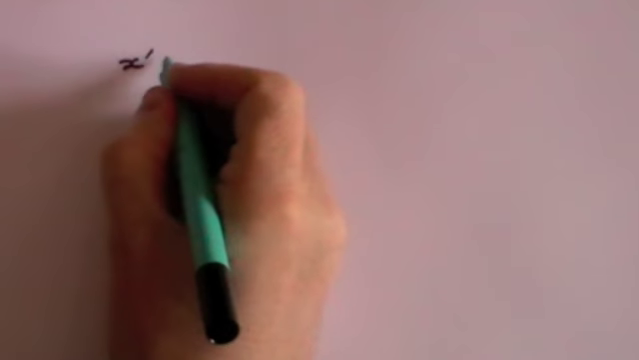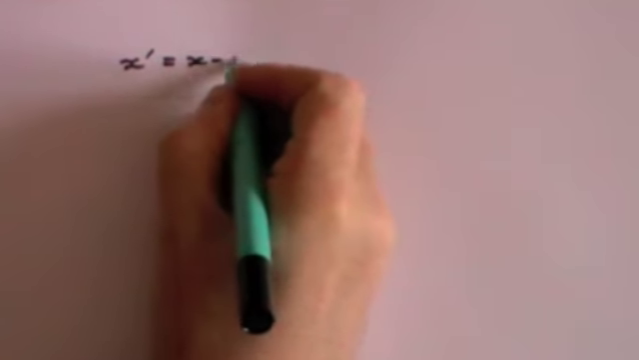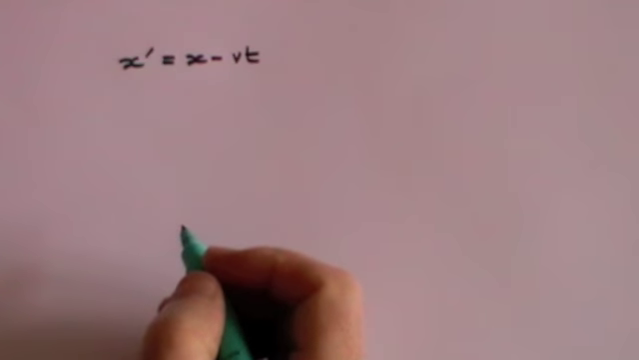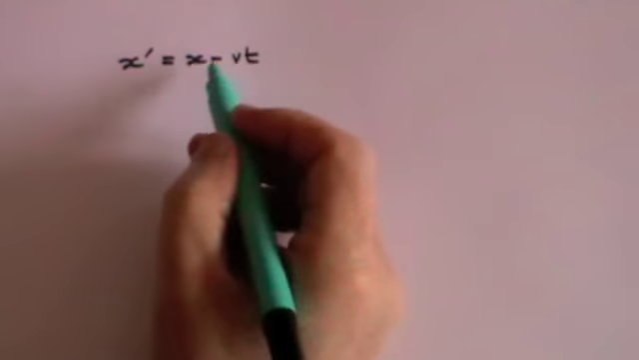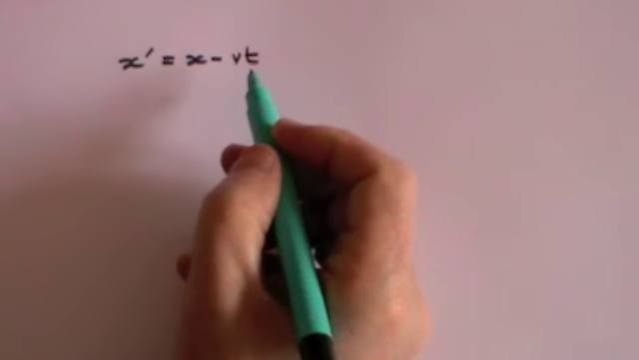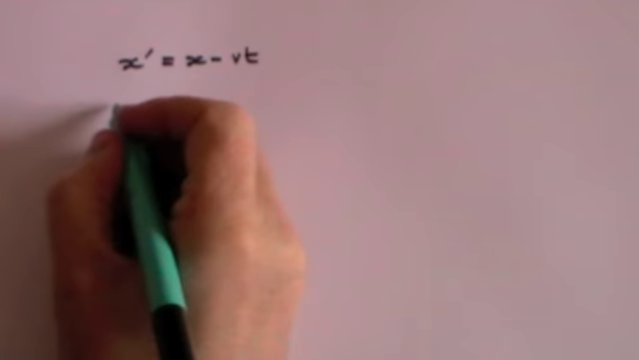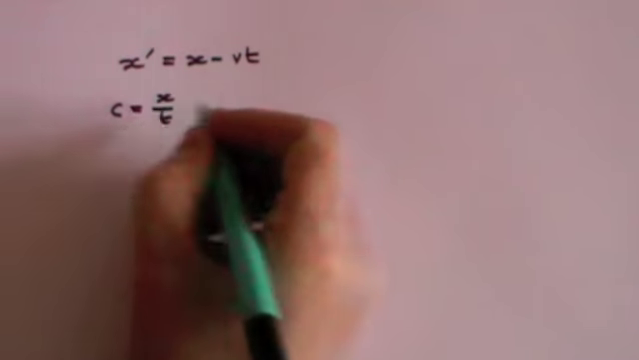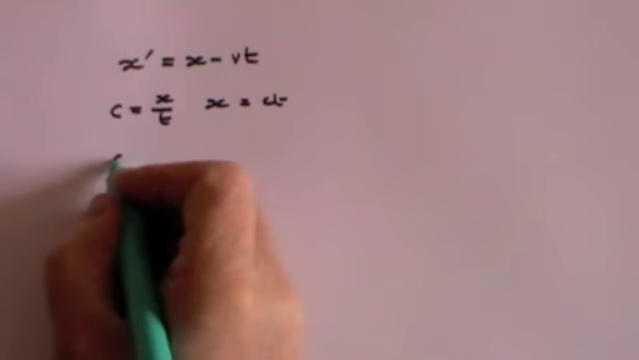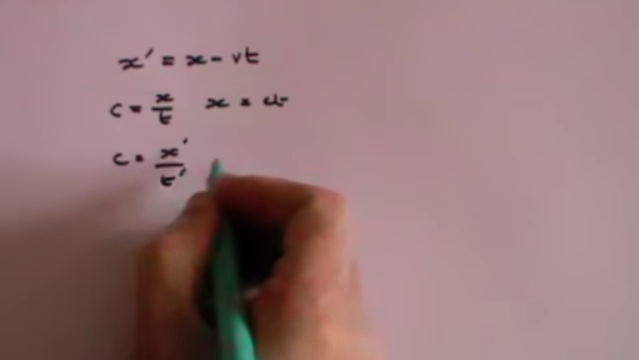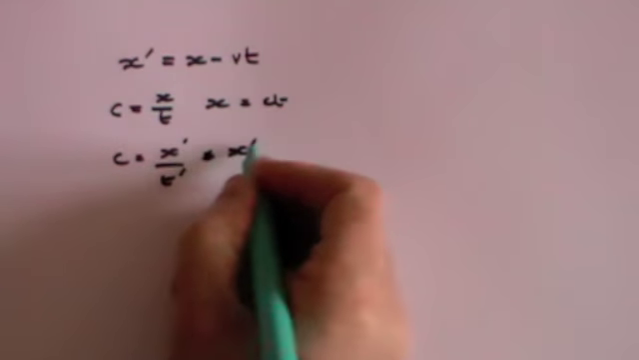So now let's just take the formulae that we've just derived and see what comes from them. Firstly, we established that x prime equals x minus vt. That was simply to compare you saying that you don't move in your frame of reference, and I say, but you do move in my frame of reference. We also established that c is x over t, which means that x equals ct, and we established that c is x prime over t prime, which means that x prime is ct prime.